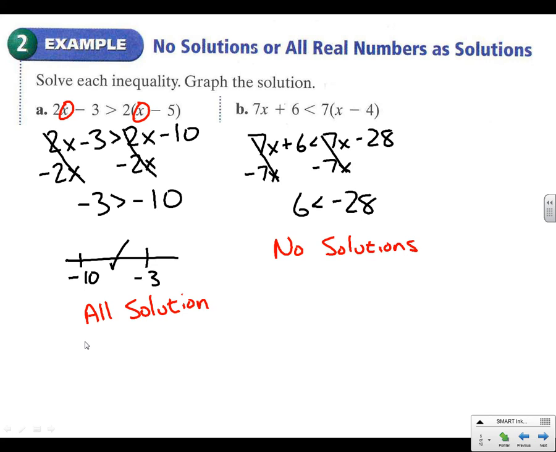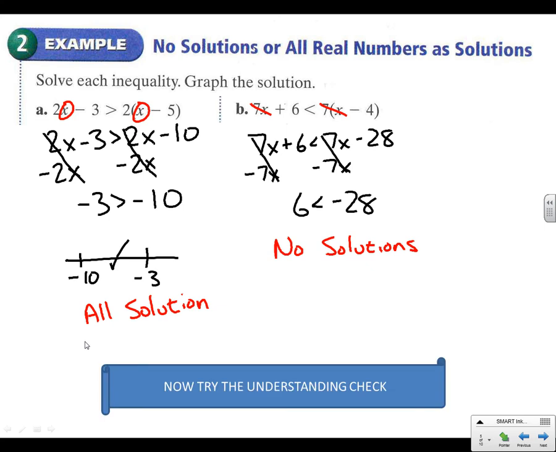All right? So the key here is if your variables cancel each other out, it's either all or no solutions. See if you can figure out which one for your understanding check.